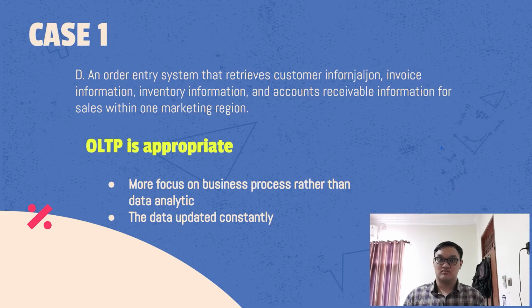Next is point D. For an order entry system, relative customer information, invoice information, inventory information, and account receivable information for sales within one marketing region, we suggest OLTP. The reason is, from the case, the system needed is a system that focuses more on helping business process rather than an analytical system of the data. Furthermore, data will be constantly updated every time a new entry happens. That's why OLTP is going to be the better option.